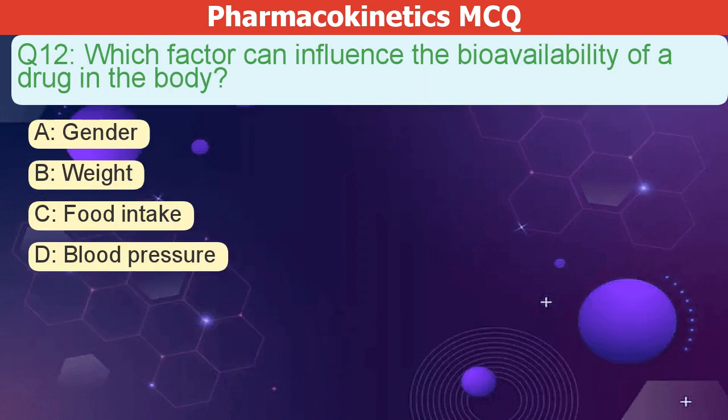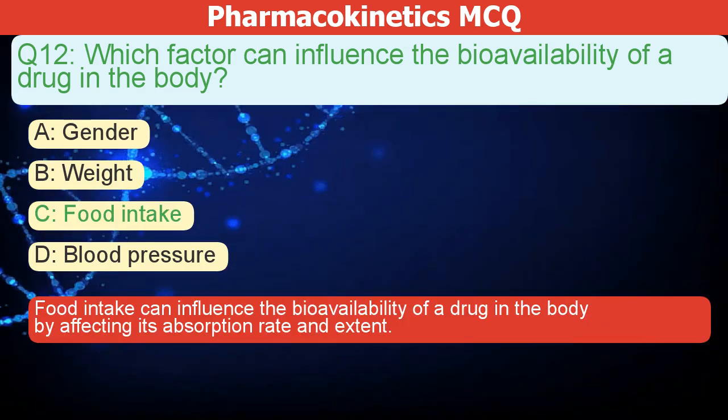Which factor can influence the bioavailability of a drug in the body? A. Gender. B. Weight. C. Food intake. D. Blood pressure. The correct answer is C. Food intake can influence the bioavailability of a drug in the body by affecting its absorption rate and extent.